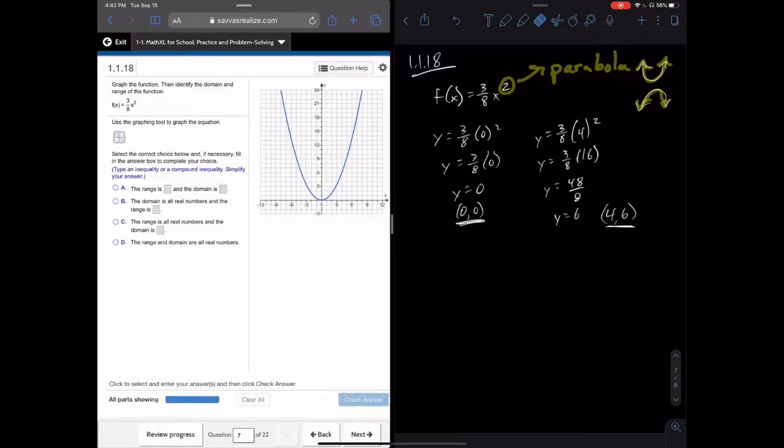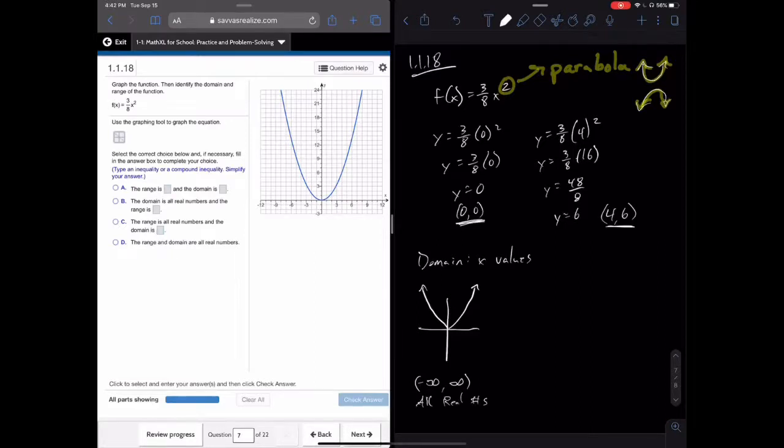It now says select the correct answer choice below, and if necessary, fill in the box to complete your choice. So we want to talk about domains and ranges. My domain is my x values. If I look at my graph, it's going to continue to the right and continue to the left, forever left and forever right. So my domain is negative infinity to positive infinity, which tells me it's all real numbers.